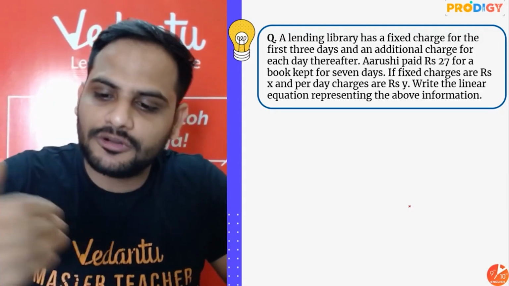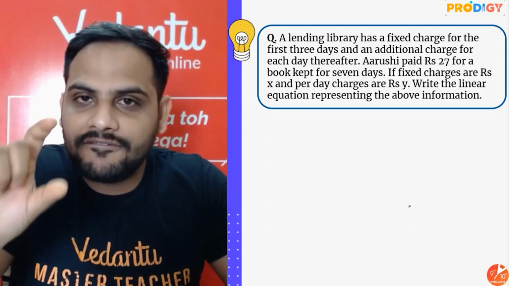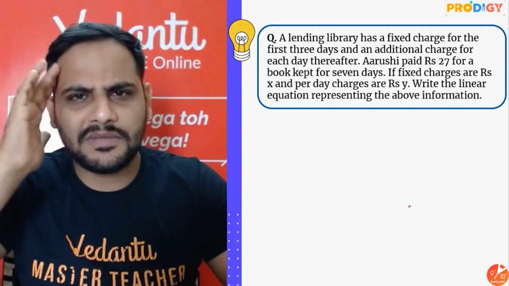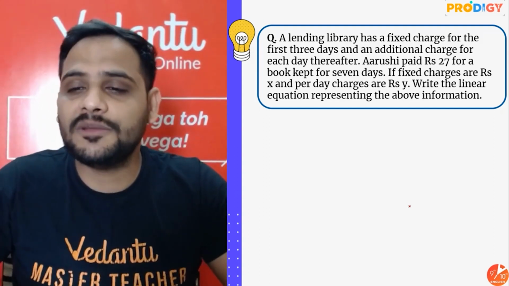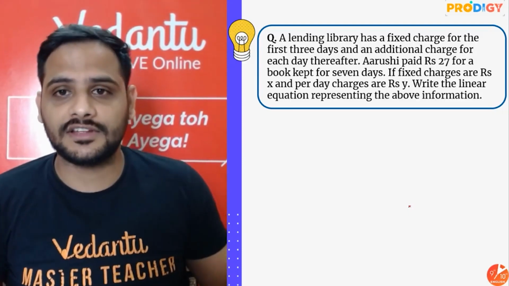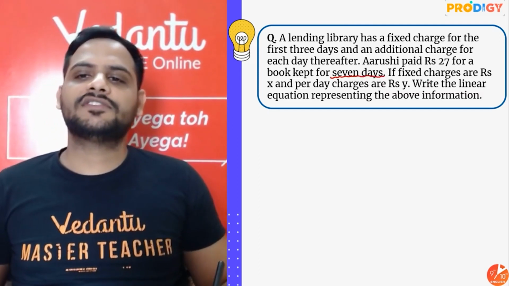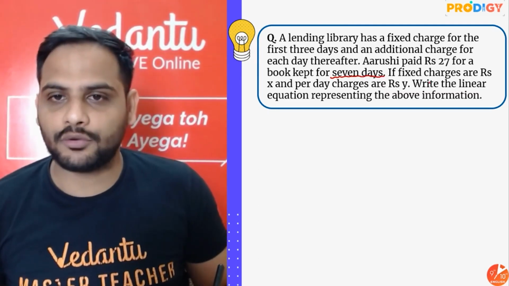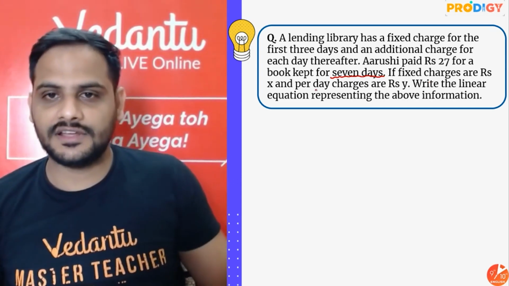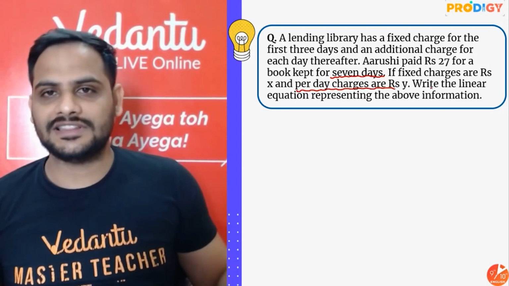If you keep it for more than 3 days, then for every extra day, you have to pay some more charge. Obviously, makes sense, right? So they say Arushi paid rupees 27 for a book kept for 7 days. The important thing is 7 days. If the fixed charges are rupees X and per day charges, after 3 days, per day charges are rupees Y, write the linear equation representing the above information.